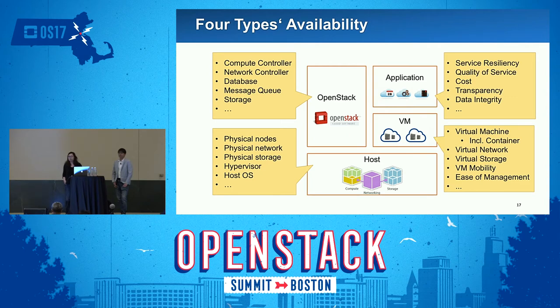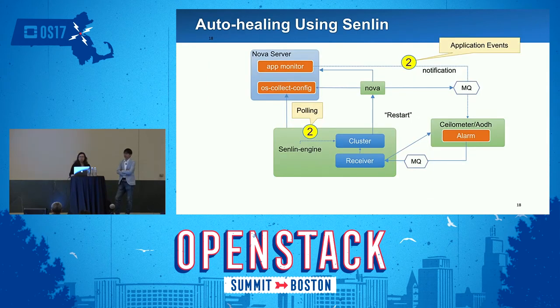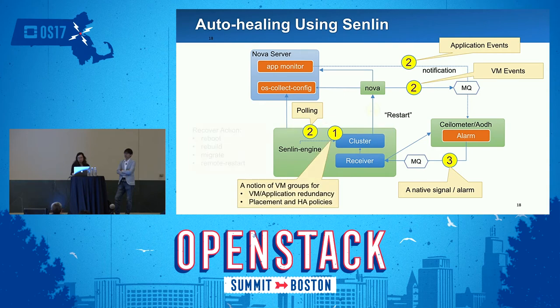And of course, we just save time to explain about the part of the OpenStack itself, the control plane. High availability is definitely a very important part. Actually, what Senlin can help with is VM layer availability and the application layer.